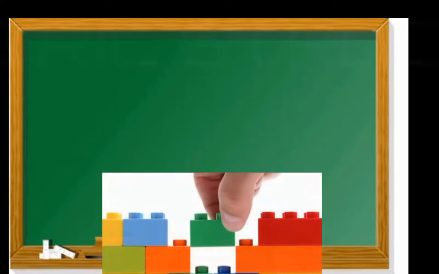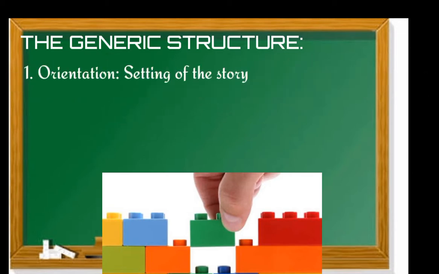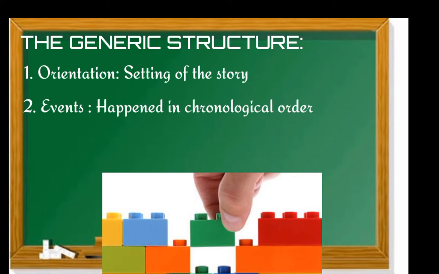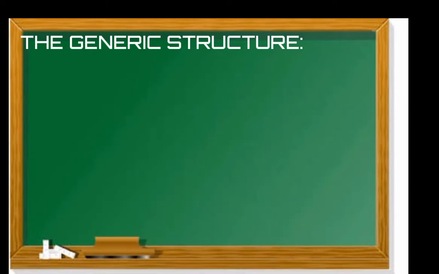Now let's take a look at the generic structure of the text. The first one is orientation. It gives the readers the background information needed to understand the text, such as who was involved, where it happened, and when it happened. The second is event. This series of events is put in order, in a chronological sequence. And the last one is reorientation. Reorientation is a personal comment about the event or what happened in the end.